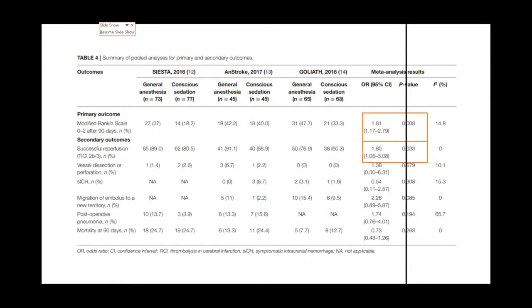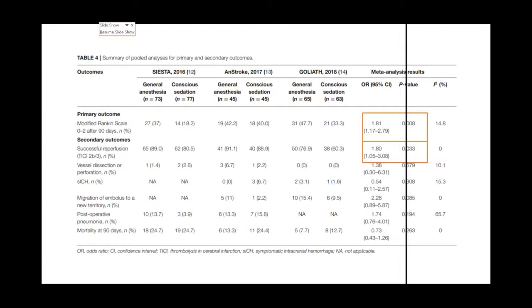So odds ratio 1.81 for modified Rankin scale from 0 to 2 after 90 days. And also one of their secondary outcomes was looking at successful reperfusion. And people who were getting the EVT under GA had higher odds of having a successful reperfusion as well.